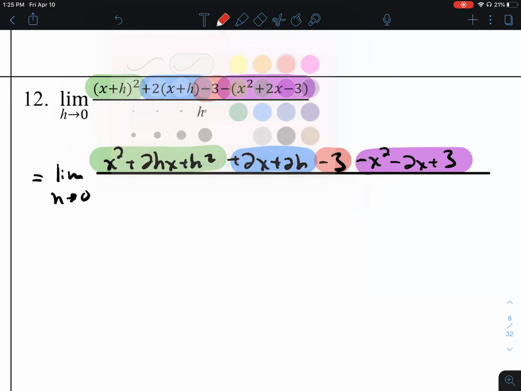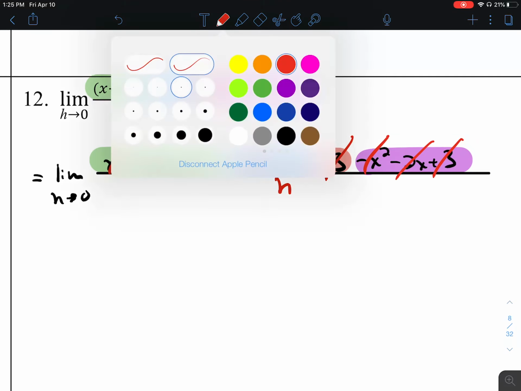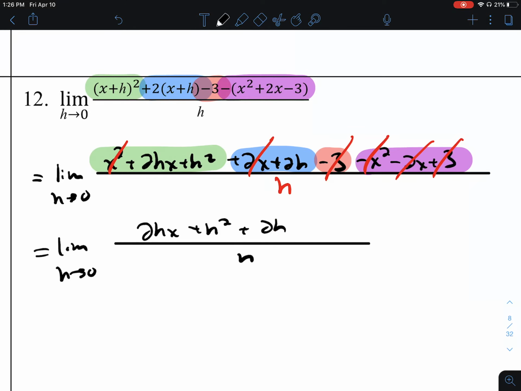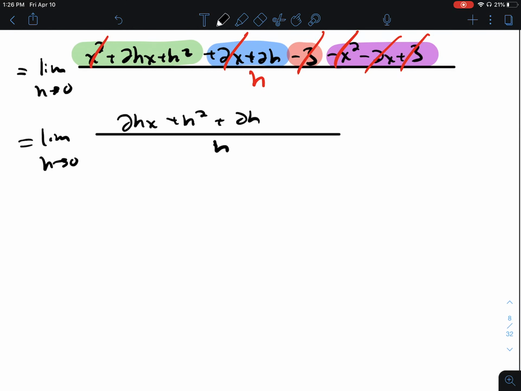So what happens when this all happens? Well, the x squareds cancel. The minus 3 and the plus 3 cancel. The 2x and the minus 2x cancel. I can't forget this is all over h. So now we have the limit as h approaches 0 of 2xh plus h squared plus 2h over h. You can factor an h out of the numerator.